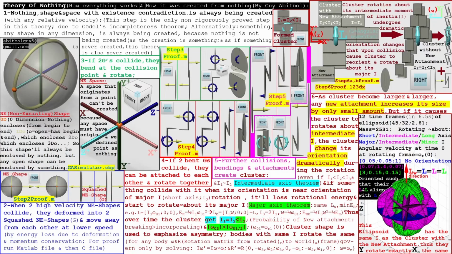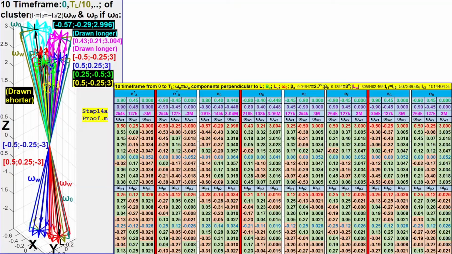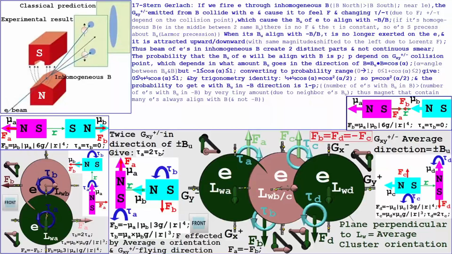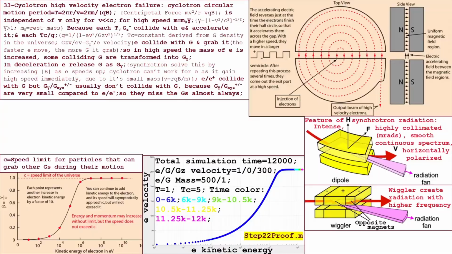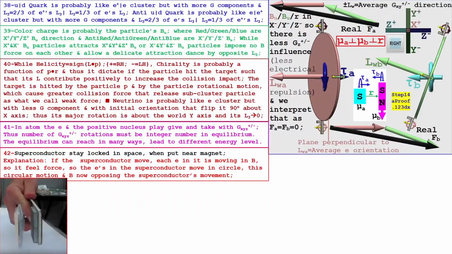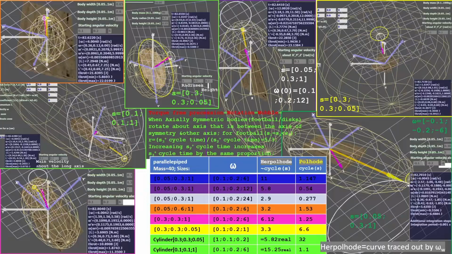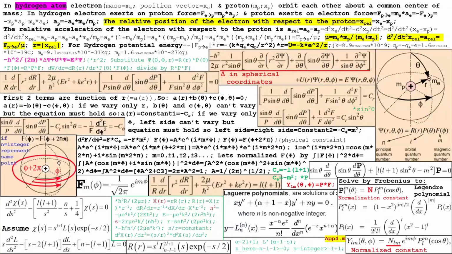The Theory of Nothing: How Everything Works and How It Was Created from Nothing, by Guy Abitbol. Before walking through the 25 proven steps of the theory, let's skim the whole document for good order. This document is attached in the description.